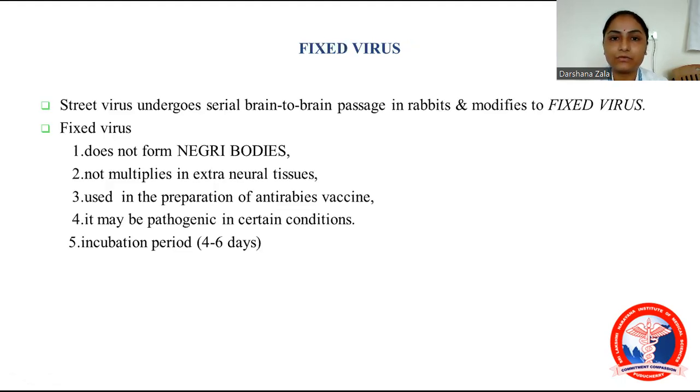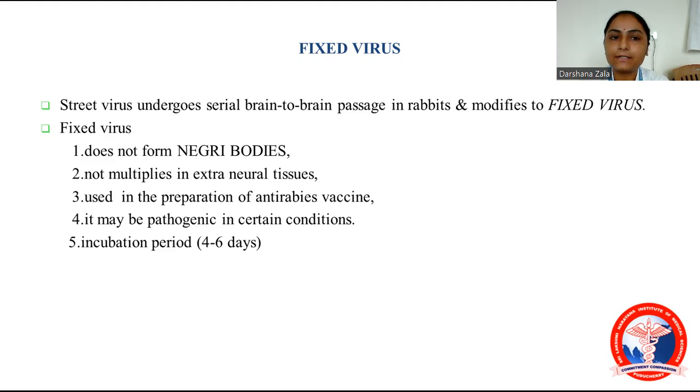The second type, fixed virus, is produced from the street virus only. How? It undergoes several brain-to-brain passages. It will modify and create a new structure which is known as fixed virus. So basically, fixed virus is just a modified version of street virus. And the fixed virus does not form Negri bodies. What are Negri bodies? Negri bodies are intracytoplasmic inclusions in the neurons of rabies-infected patients. They are pinkish-purplish oval bodies which you will find in the microscopic features of neurons.